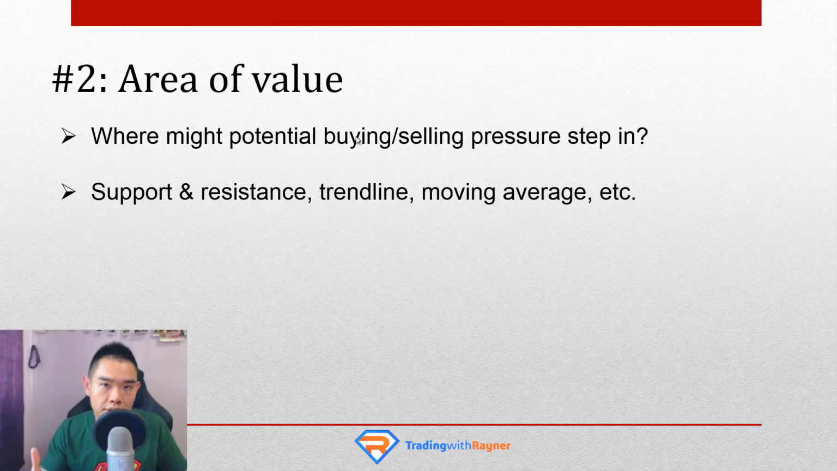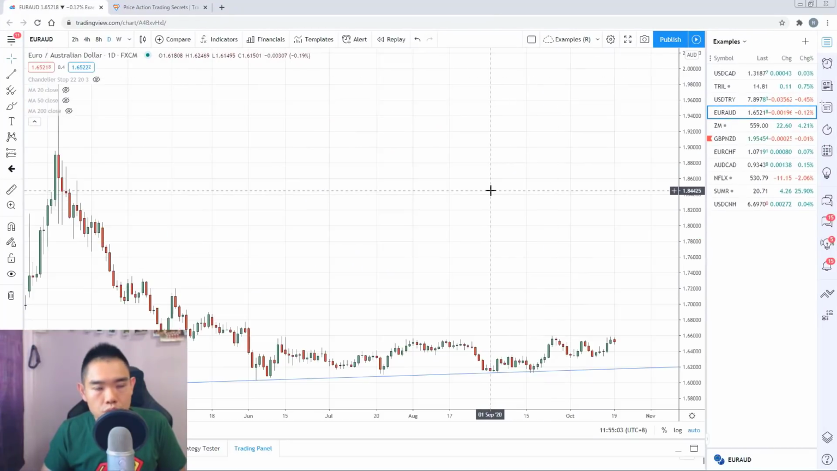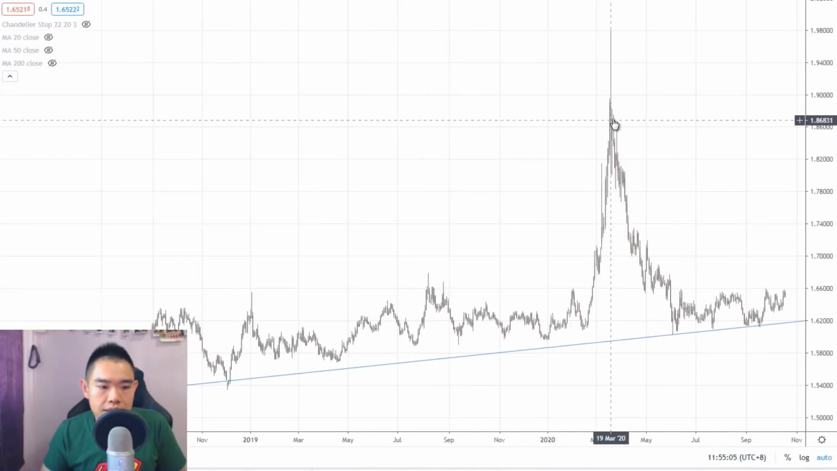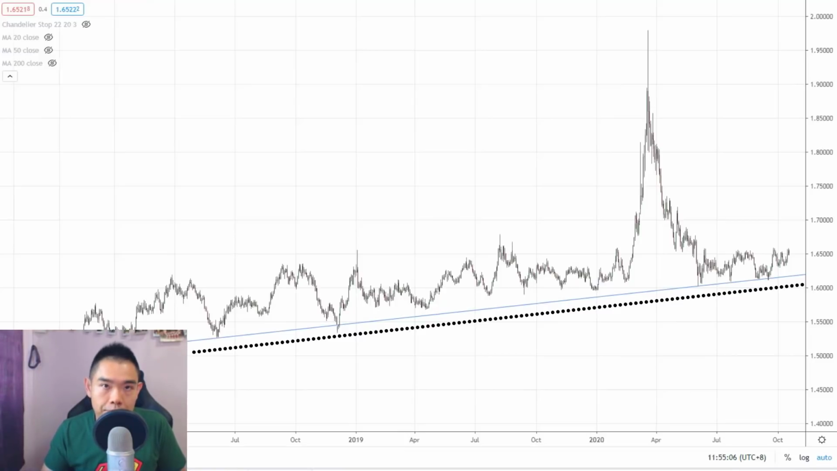This is only one area of value. Could be trend line, could be moving average, etc. This is what I call area of value. So let me just share with you an example. So if you look at this one, okay, this is Euro against the Aussie. We have this upward trend line that serves as the area of value that you can see over here. This is an area of value for this market and on this time frame, the daily time frame.